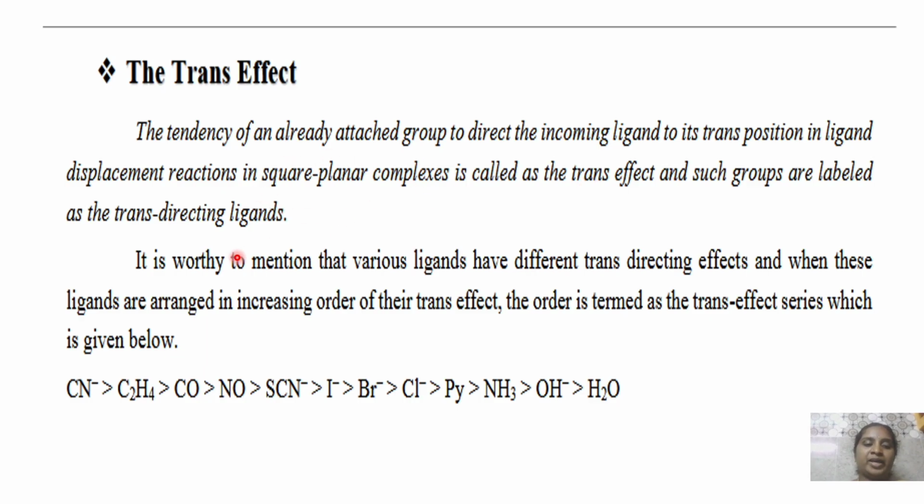What is the trans directing ligands series? This is the trans effect series. The highest trans effect is shown by cyanide, followed by C2H4, CO, NO, SCN minus, I minus, Br minus, Cl minus, pyridine, NH3, hydroxide, H2O.